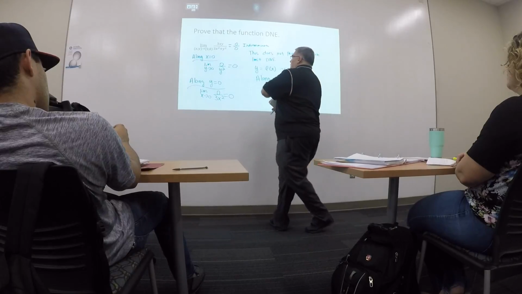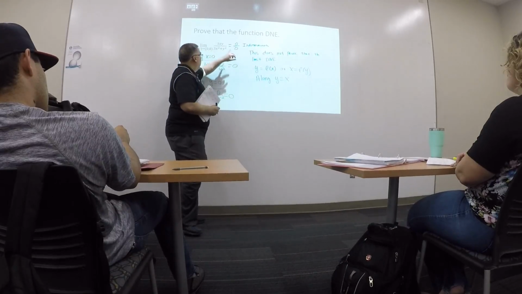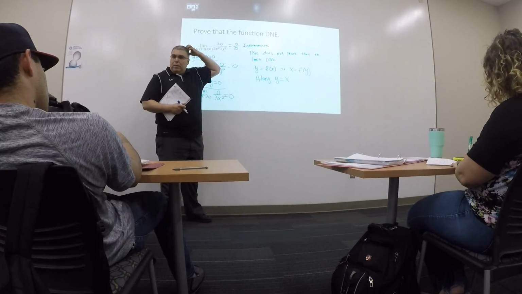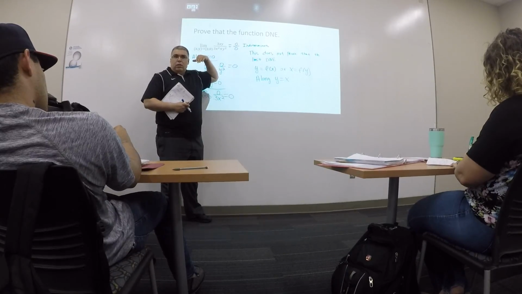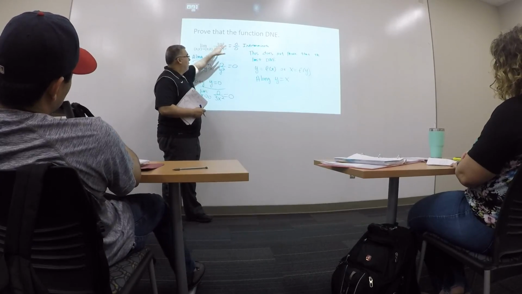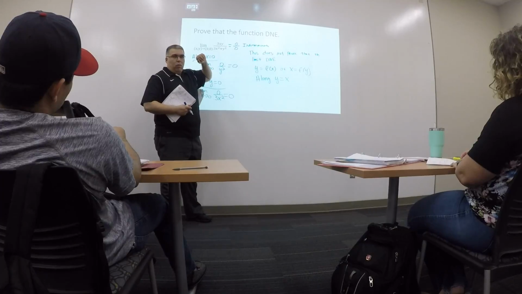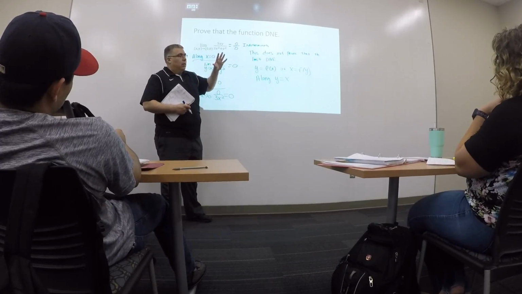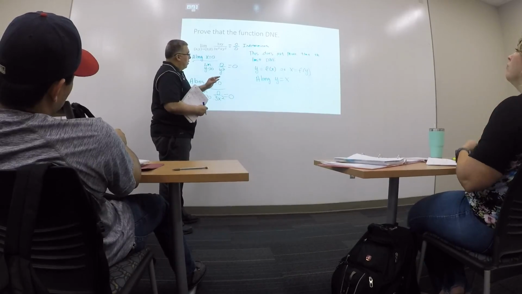I got to find the limit somehow, so let me eliminate a variable. Let me eliminate a y, or let me eliminate the x. So I have nothing but x's or nothing but y's. I'm going from implicit to explicit form. Now, how do you do that?